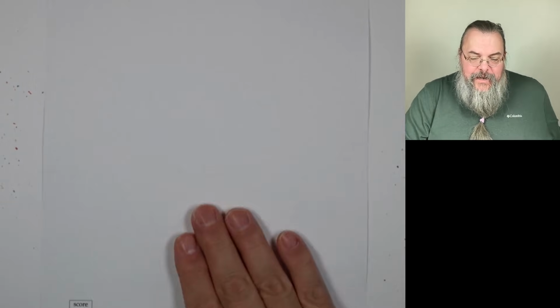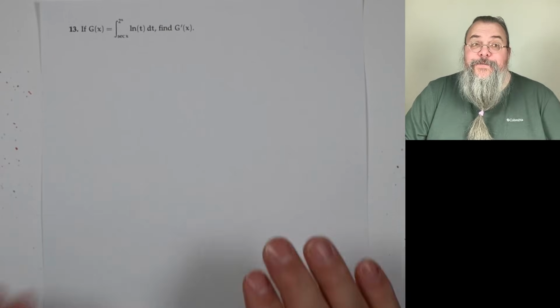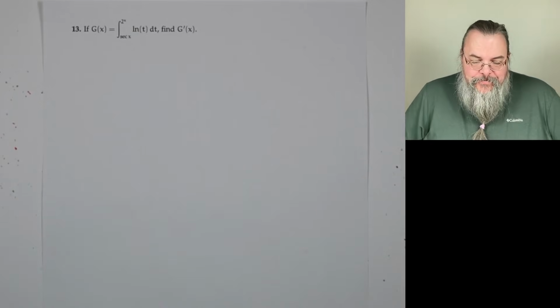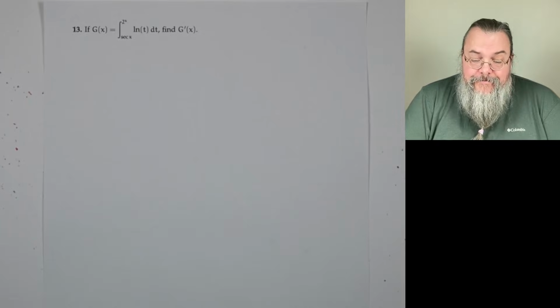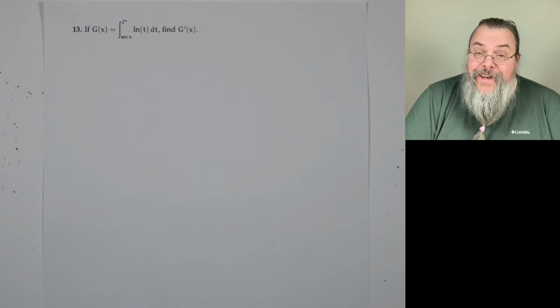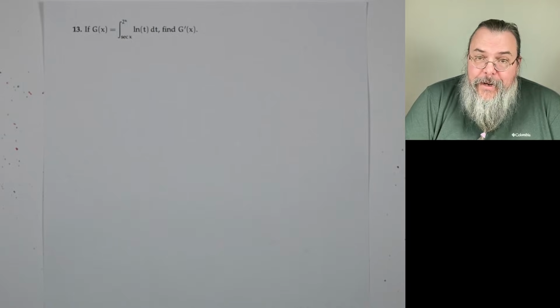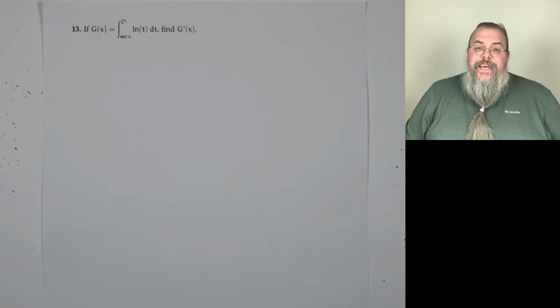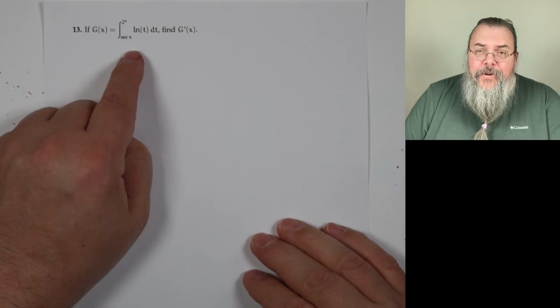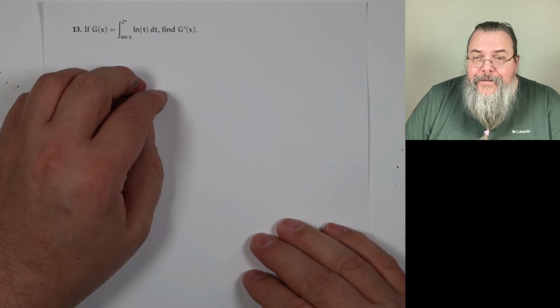All right, that brings us to our final problem. Number 13. If g of x is the integral from secant x to 2x of log t dt, find g prime of x. Okay, so what are we doing? We're taking a derivative of something which has an integral. Well, this problem sounds fun.